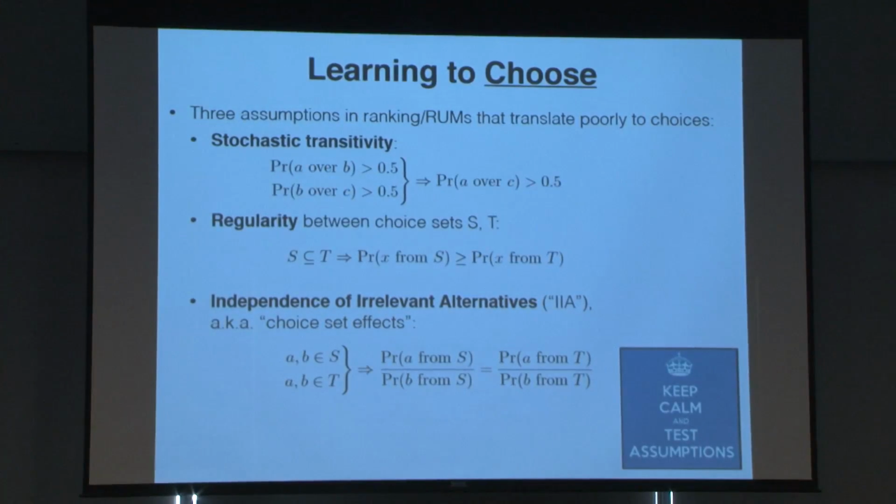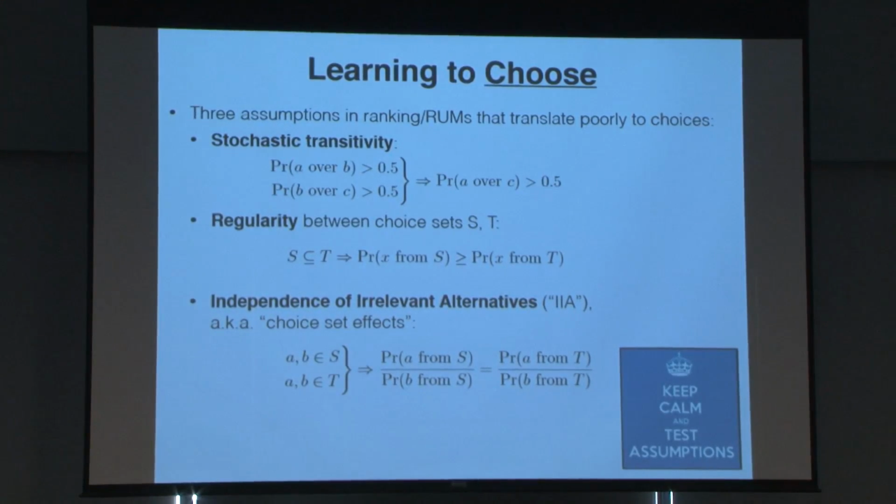So I want to talk about this problem of learning to choose as something different than learning to rank, because there are basic assumptions that go into ranking. The first one is the basic idea that you have some amount of transitivity. So if I'm picking A over B and I'm picking B over C, that says that I should be picking A over C more likely than not.